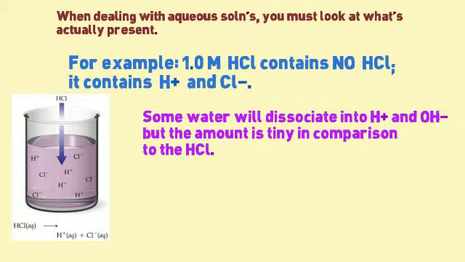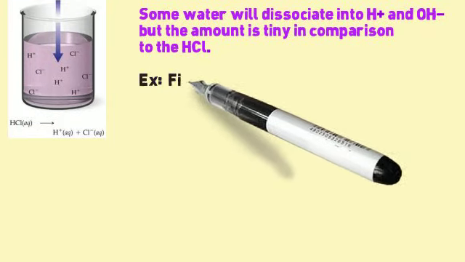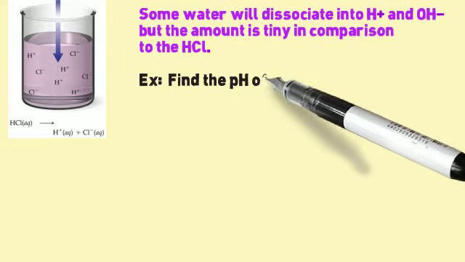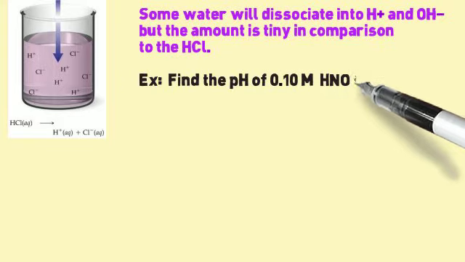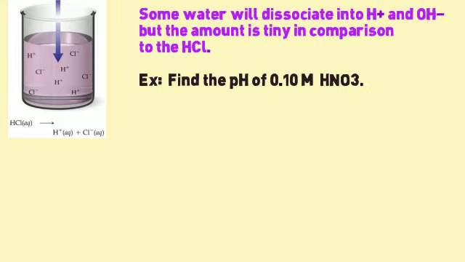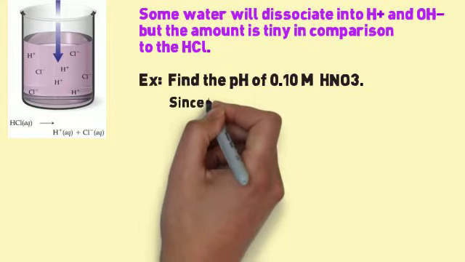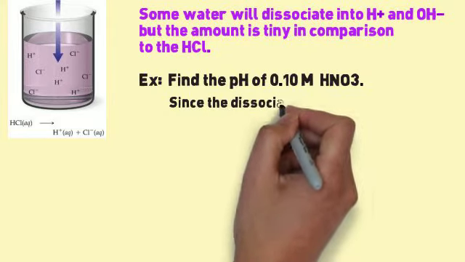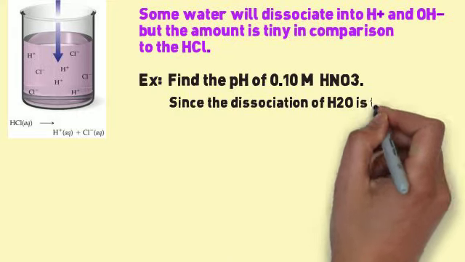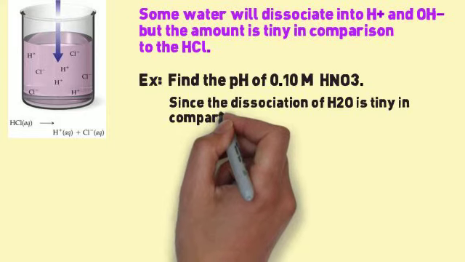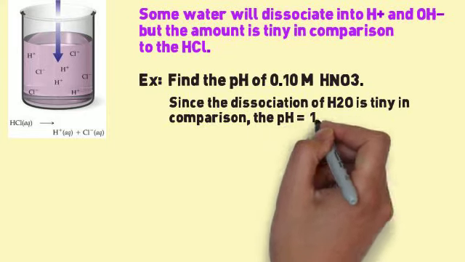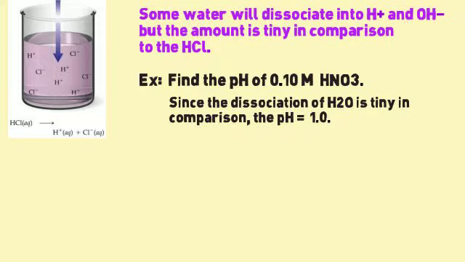So, as an example, if I ask you to find the pH of 0.10 molar nitric acid, what would that be? And do I have to take water into account? Well, the H2O is tiny in comparison to this. So what is the pH of this? Did you figure it out? The pH is 1.0. The water is much smaller, so we don't even have to worry about that.